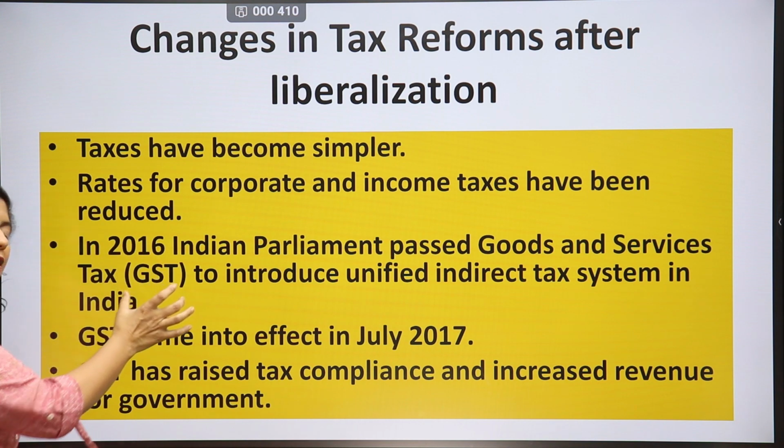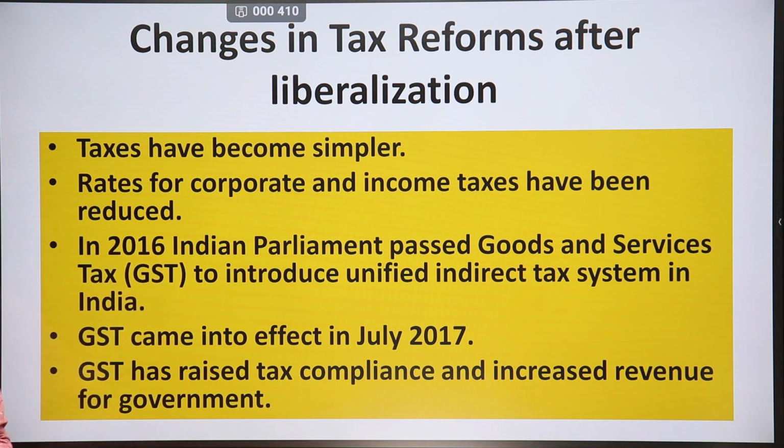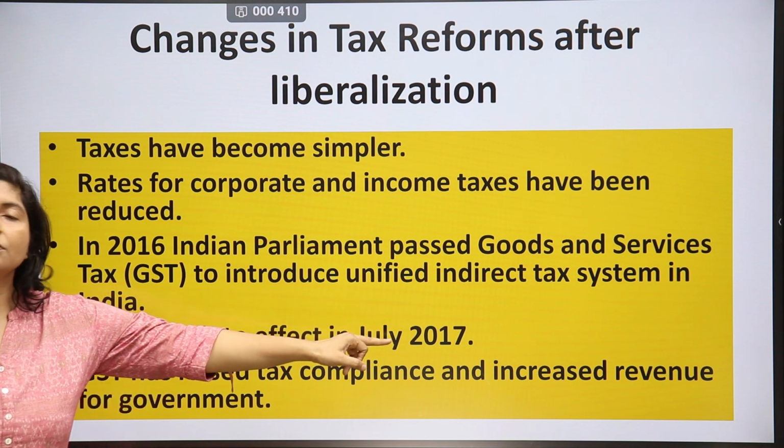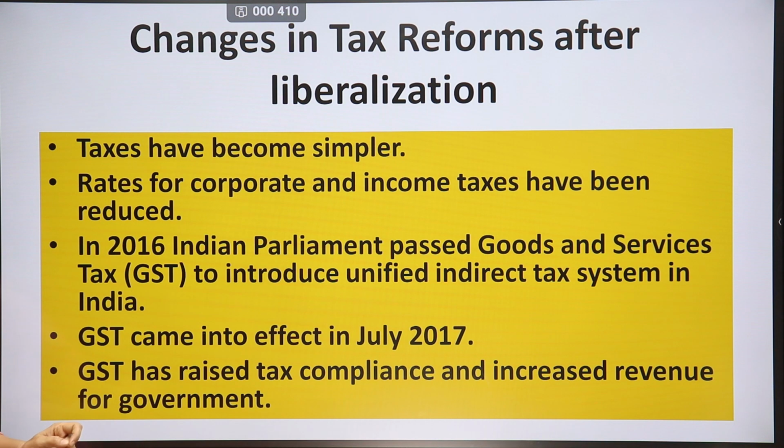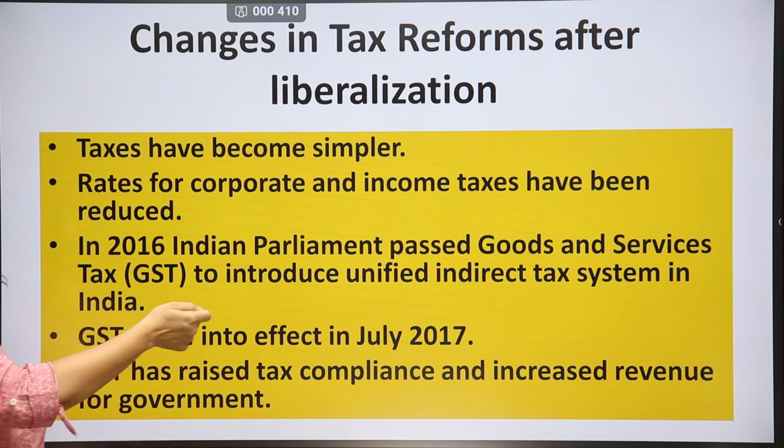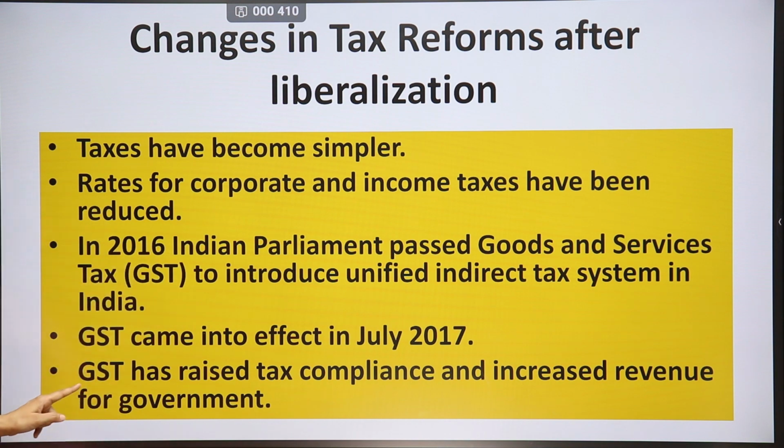So why was GST enacted? To provide a unified indirect tax system to India. That means one nation, one type of tax. GST came into effect in July 2017. It was enacted in 2016, but people started paying it in July 2017.